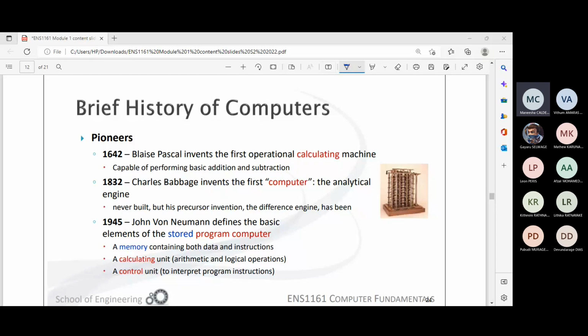Now basically, since we are unable to divide into groups, we'll do it like this. We will create a document, and I will ask everyone to add the details in a relevant order. History of the computers. All right. Now how are we going to divide?